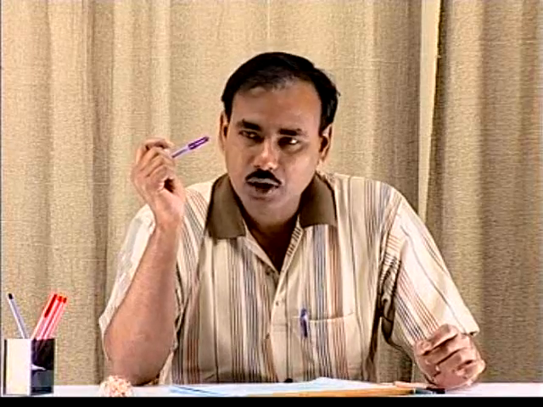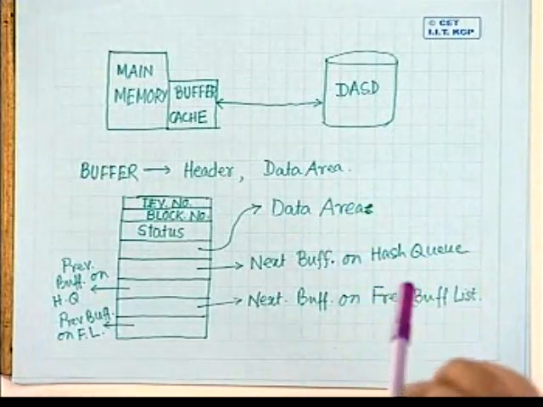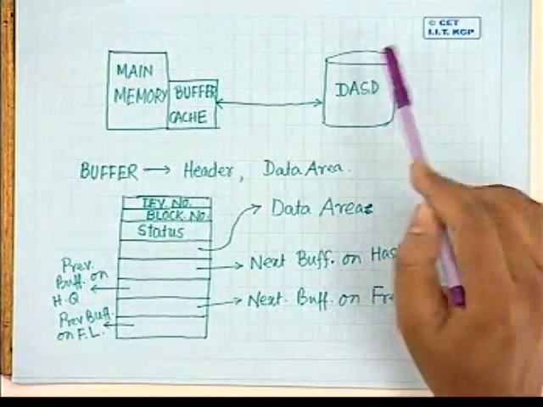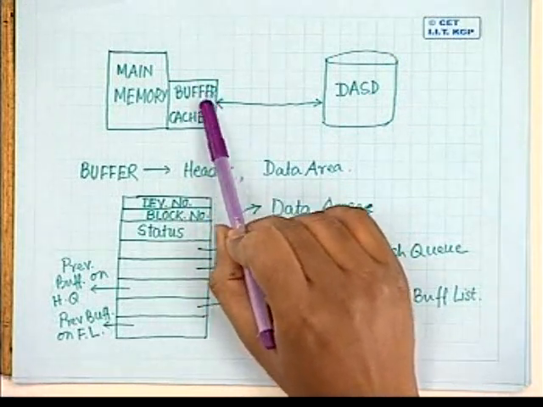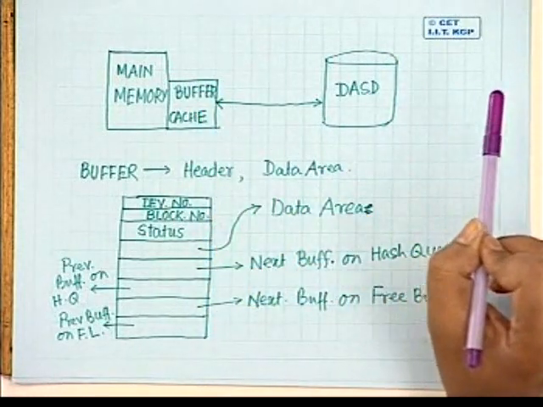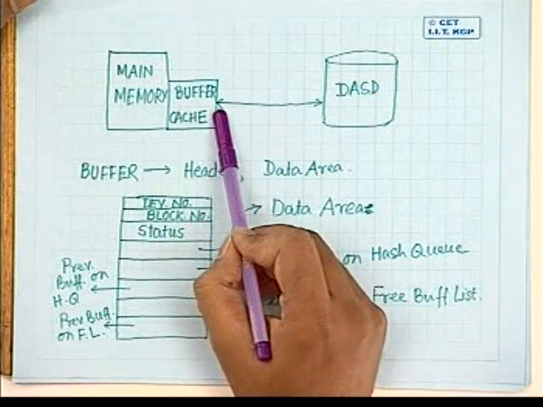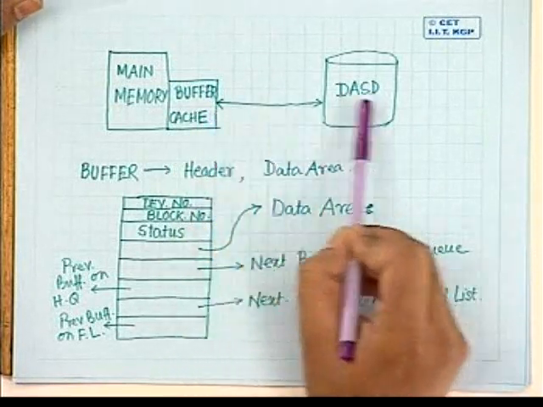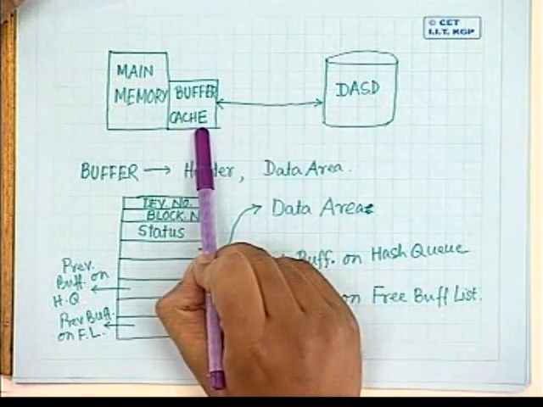So the entire block has to be read, and to reduce the frequency of disk access, the block of data is put into a buffer cache. We have said that the buffer cache mainly consists of two parts. One is the header part and the other one is the data part. The data portion of the buffer cache must be as large as the disk block size. So a block from the disk will be stored in the buffer cache.